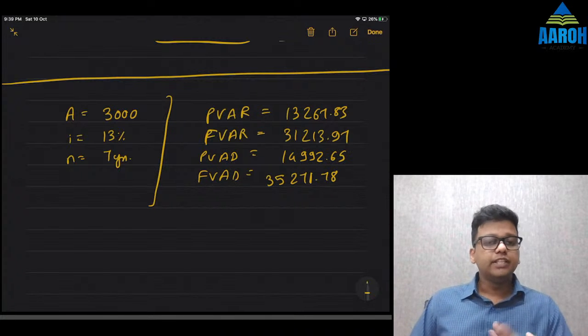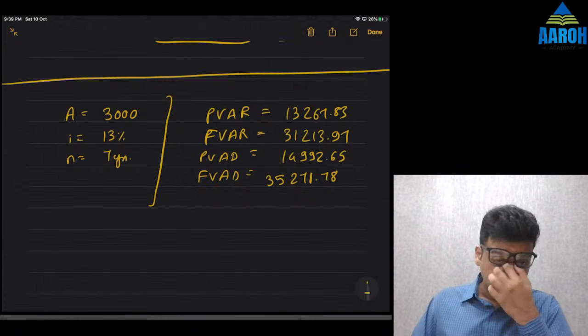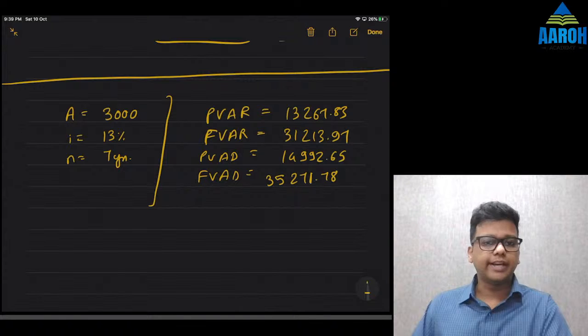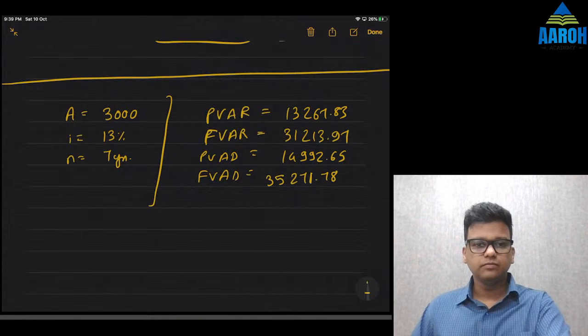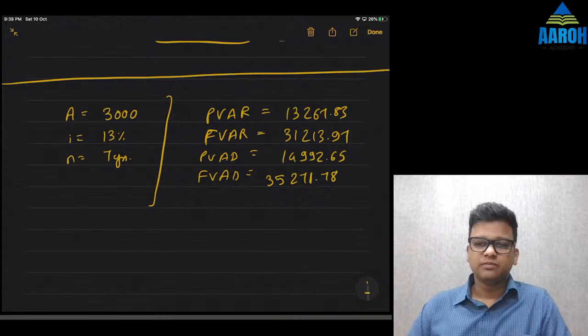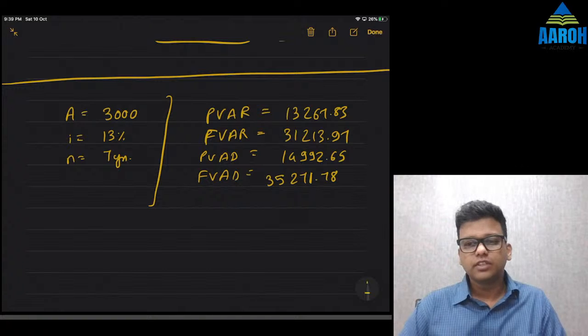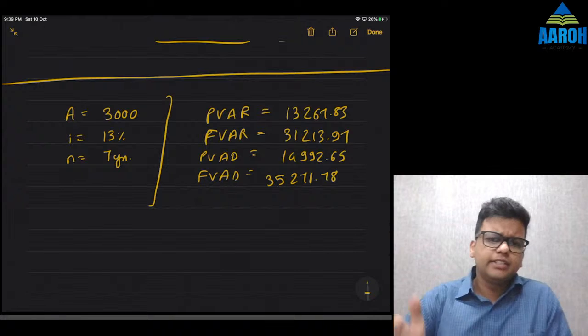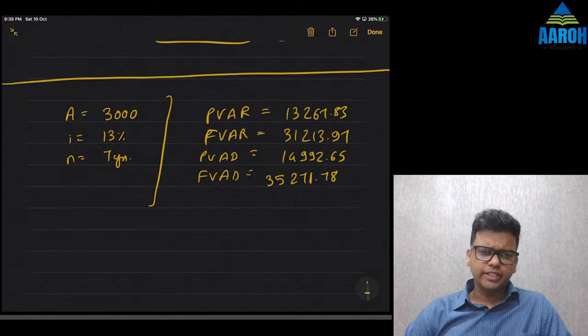Check whether everyone is getting these 4 values. If you have understood all the 4 formulas, then ideally you should get all 4 values now. Check. Correct, PVR frame. Fine, I'll wait 2-3 more minutes. Then we'll proceed, no issues.